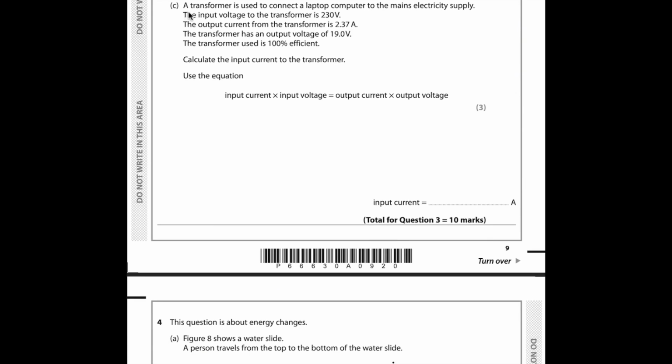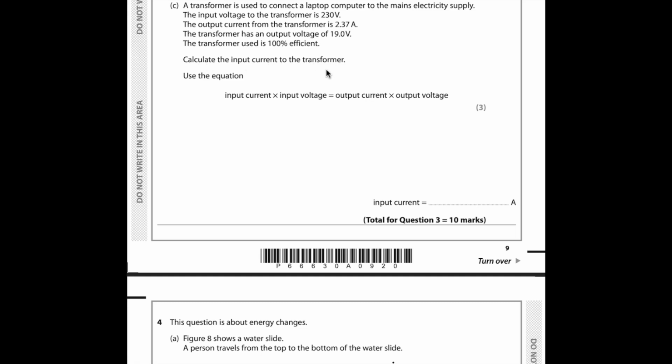Part C. A transformer is used to connect a laptop computer to the mains electricity supply. The input voltage to the transformer is 230 volts. Right, there's a lot of numbers here. Let's have a look. Input current times by input voltage equals output current times by output voltage. Right. The output current from the transformer is that. The transformer has an output voltage of that. The transformer is 100% efficient. So that means that this lot here is going to equal that lot there.